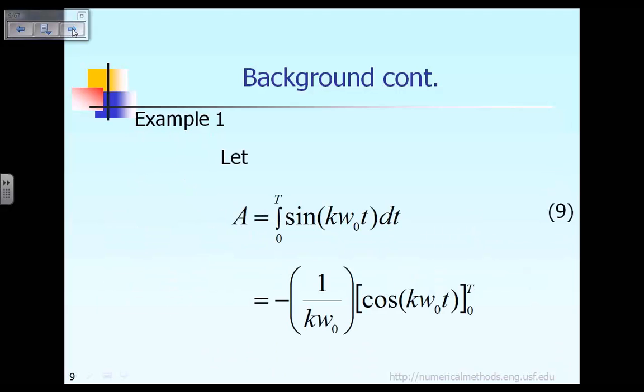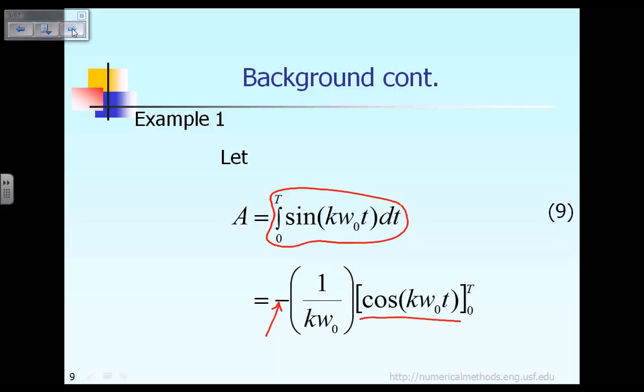Let us go through example number 1. In this example, we will try to prove equation 9, that this integral of sin k omega naught t should be equal to 0, as I told you earlier. The way to prove it is to let that integral equal A and evaluate it directly. We all know the integral of sin is equal to negative cosine.